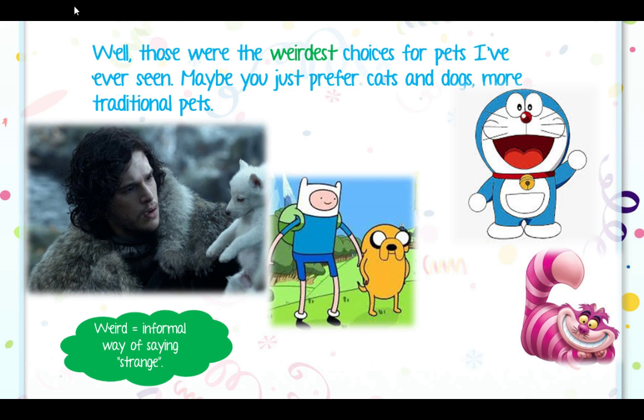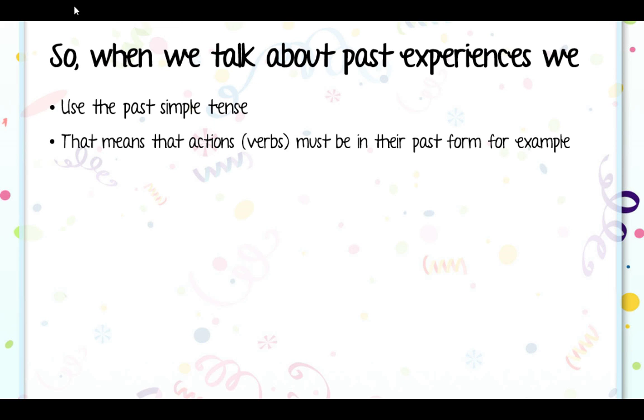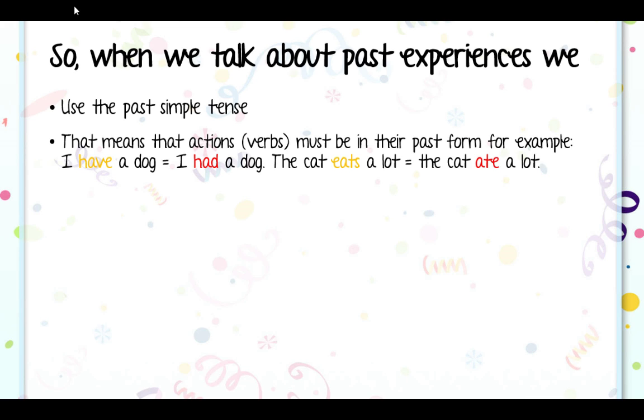The word weird means raro, okay? It's the informal way of saying strange. So, when we talk about past experiences, we use the past simple, or the simple past, okay? It's the same. That means that actions must be in their past form. For example, en presente sería I have a dog, ¿cierto? Yo tengo un perro. Today I have a dog. Yesterday I had one. Ayer yo tenía uno. I had one. I had a dog.